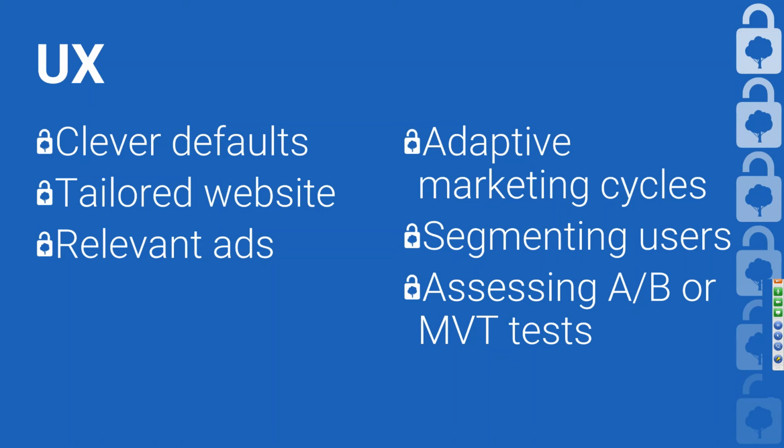And then a very classic example of analytics is when you're doing A/B or multivariate tests to try and improve the user experience, you can use analytics to assess whether things are winners or not.